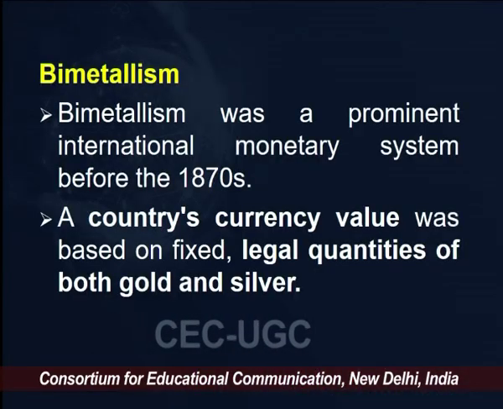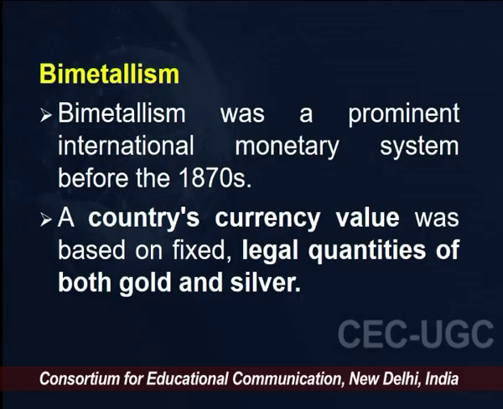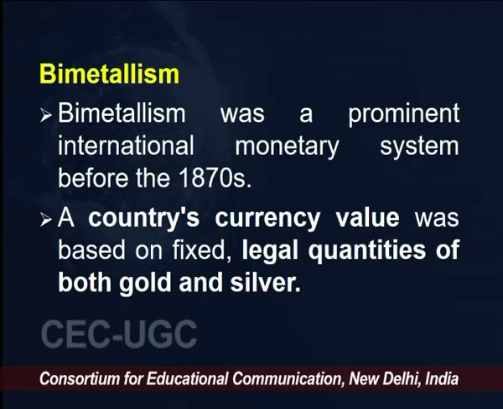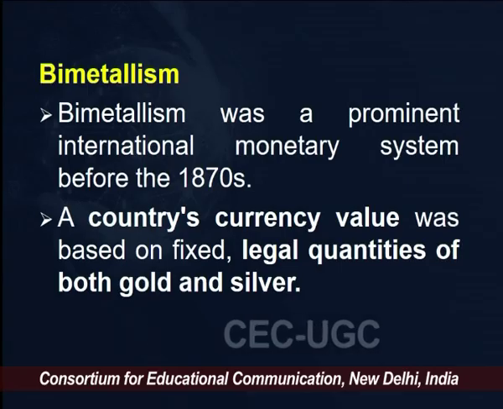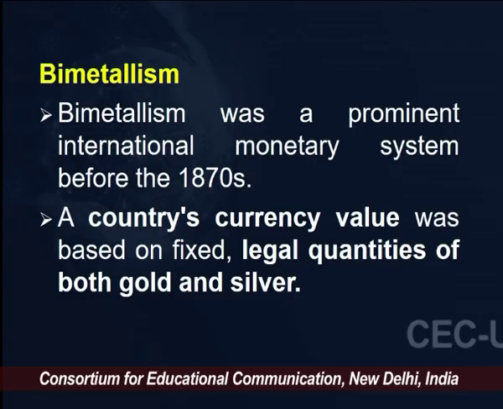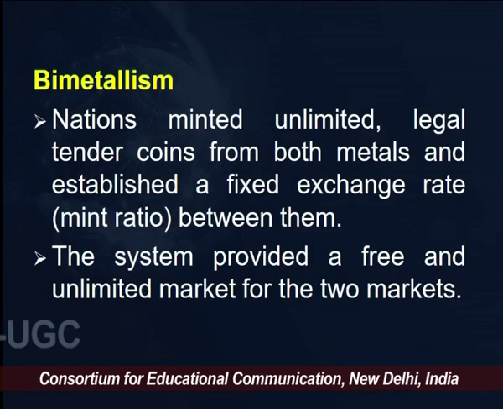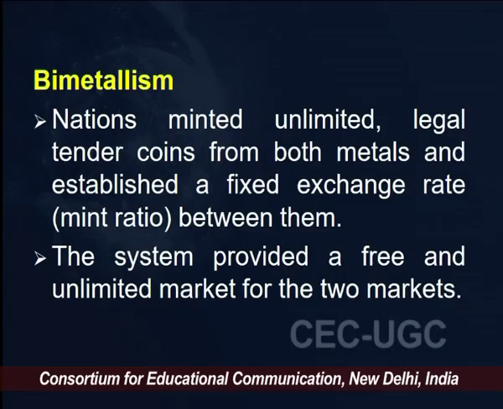Bimetallism, as the name suggests, we are talking about two metals, that is gold and silver. Bimetallism was a prominent international monetary system before the 1870s. A country's currency value was based on fixed legal quantities of both gold and silver. So, how much was the holding of gold and silver in that country will determine the currency value of that country.